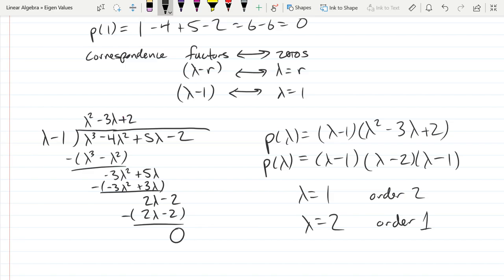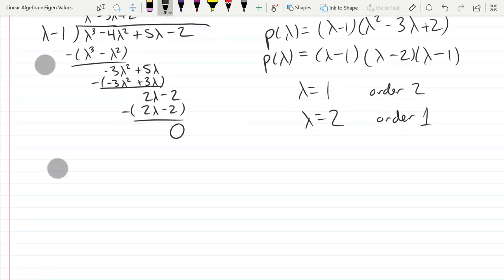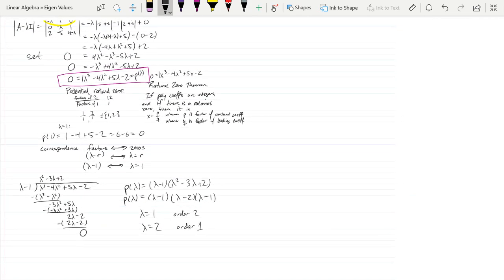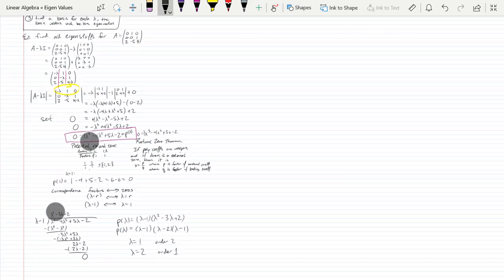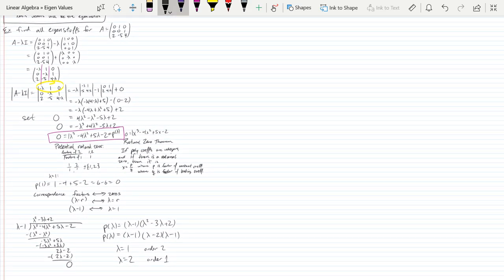All right, what we've just found are the eigenvalues. So looking back to that process, I gave you a 3-step process. We did step 1, find zeros of the characteristic polynomial. Those are the eigenvalues. Now what we're going to do is for each value, we're going to find the eigenspace. So we're going to find the null of A minus lambda I.